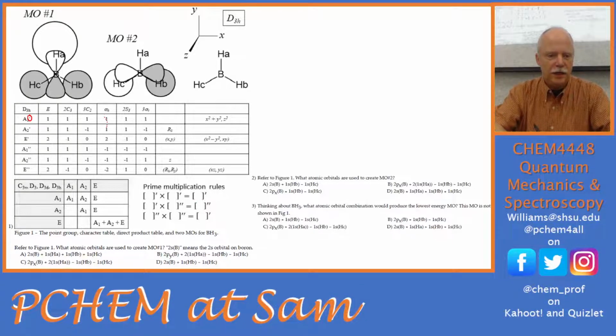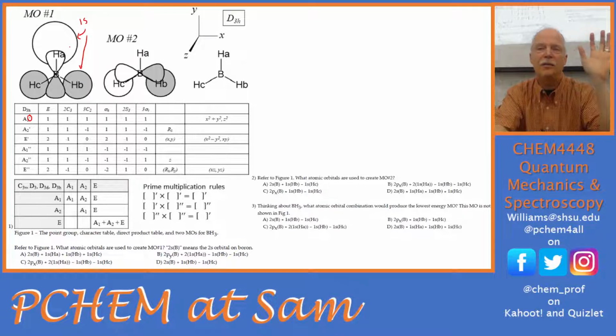Down here it says, refer to figure 1, what atomic orbitals are used to create MO number 1? We're looking up here at MO number 1, and this one is the hydrogen A, B, and C 1s orbitals here, there, and all around. Now this one on the hydrogen A looks huge. I was trying to emphasize that it's being used twice here and 0 times here. So MO number 1 is going to have 2 times HA 1s minus HB minus HC, because of the change in sign for HB and HC.